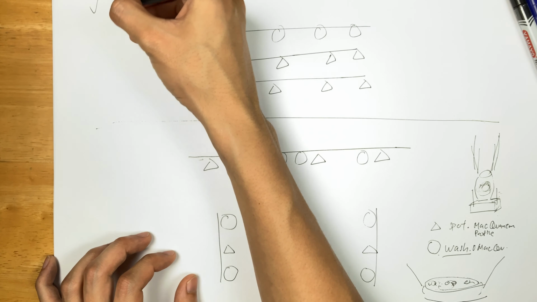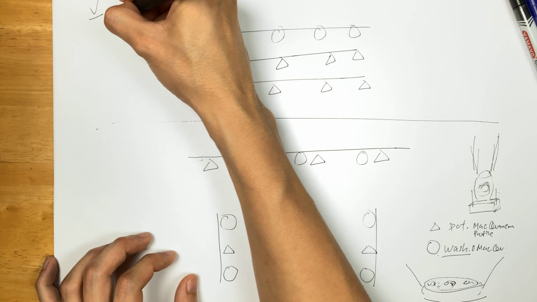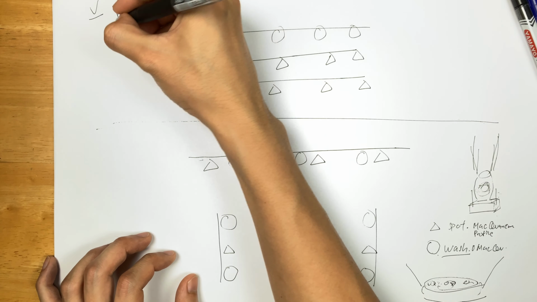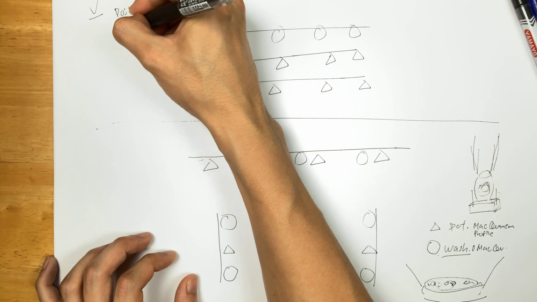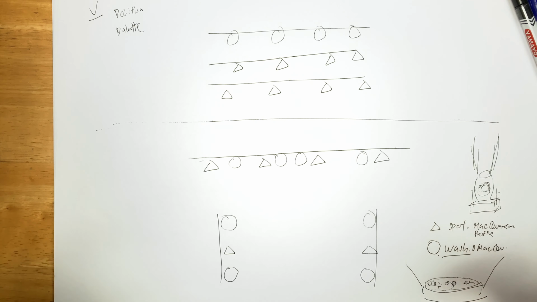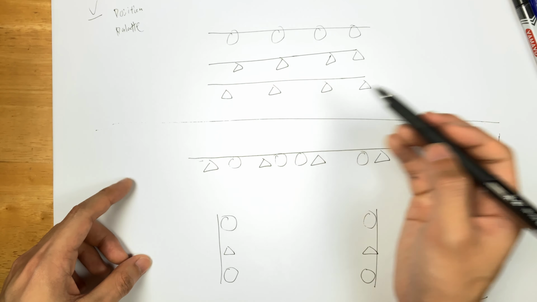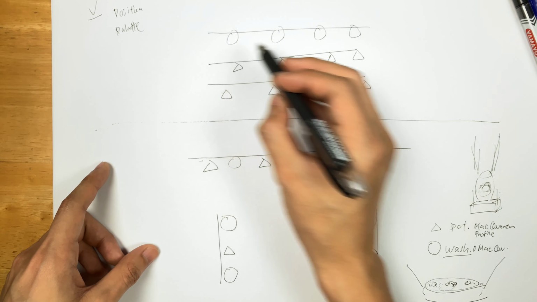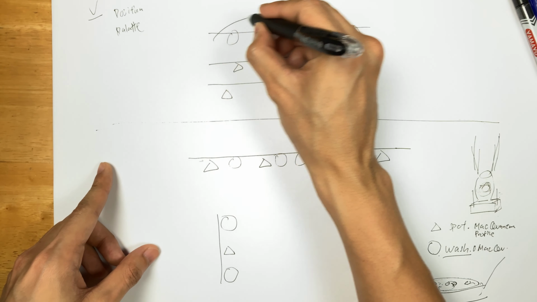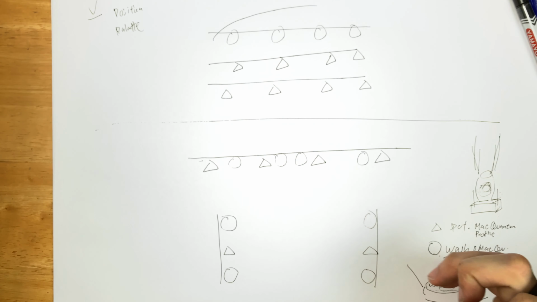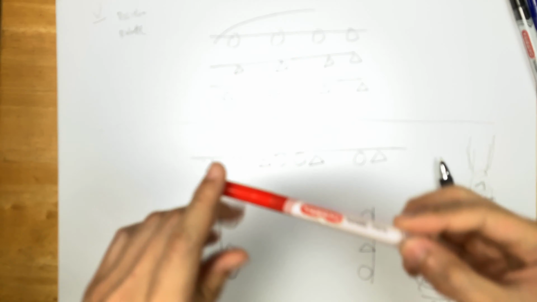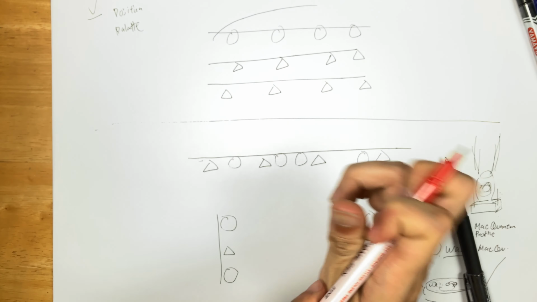So yeah, let me just, position palette. Let's run through a very quick grouping, which is like this. Okay, let's group this. Let me use my marker.